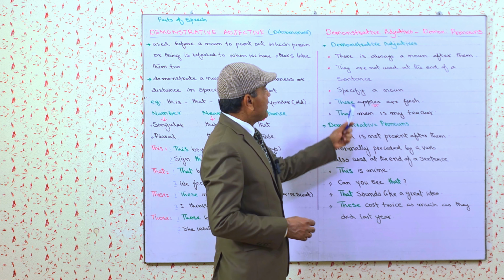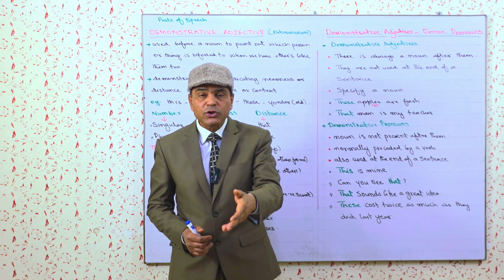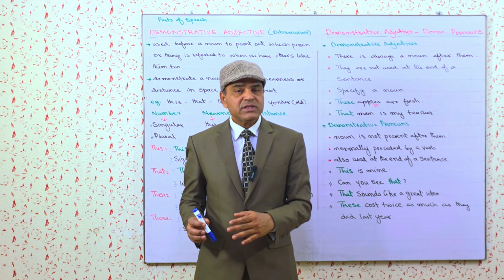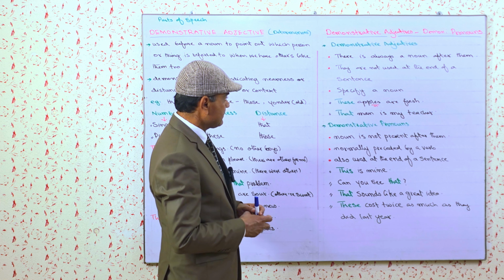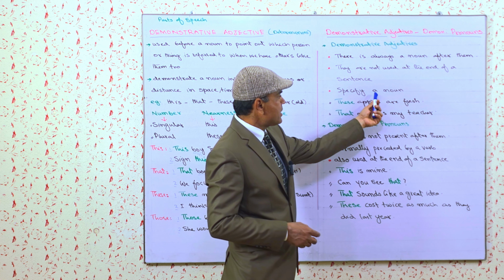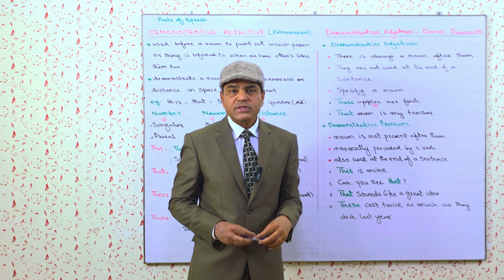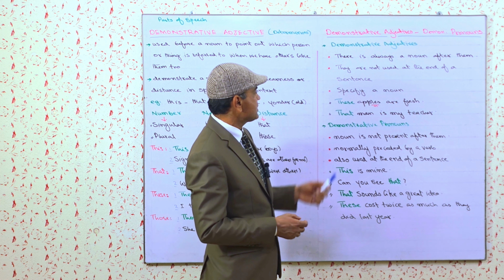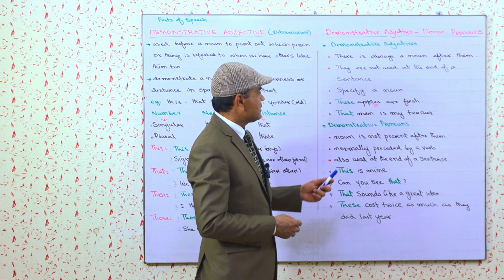Number two, they are not used at the end of a sentence, whereas we can use demonstrative pronouns at the end of a sentence, but demonstrative adjectives all alone cannot be used at the end of a sentence. And point number three is, they specify a noun. Meaning the noun is already given, or the options of nouns are already given, and we want to specify using the demonstrative adjectives.